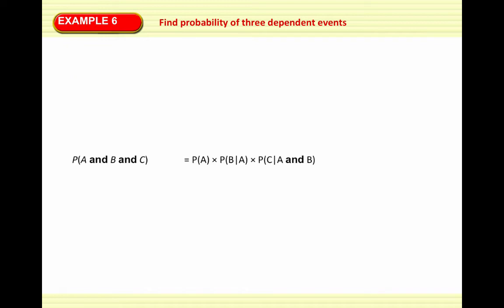Okay, so the probability of A and B and C is the probability of A times the probability of B given A times the probability of C given A and B.